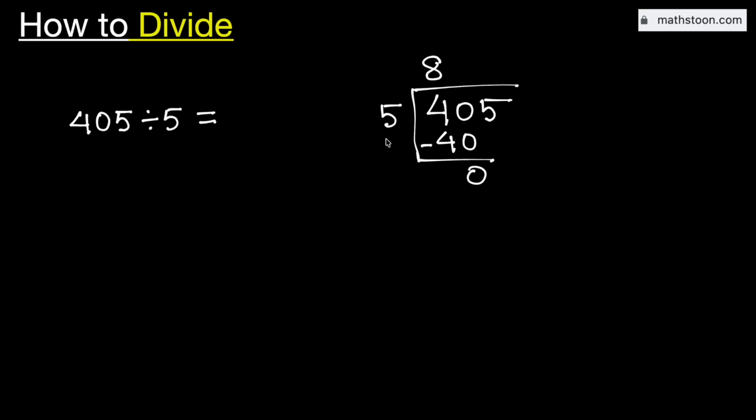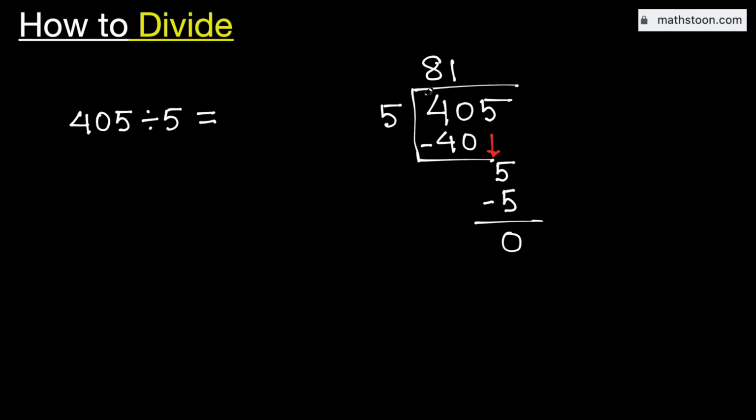Now 0 is less than 5. That is why we will bring down this number 5 here. Now see that this is the number 5. So we will remove this 0. Now we know that 5 times 1 is 5. Subtract, we get a 0.